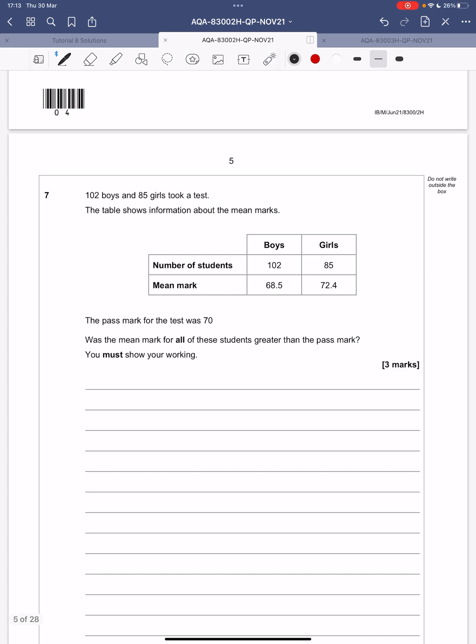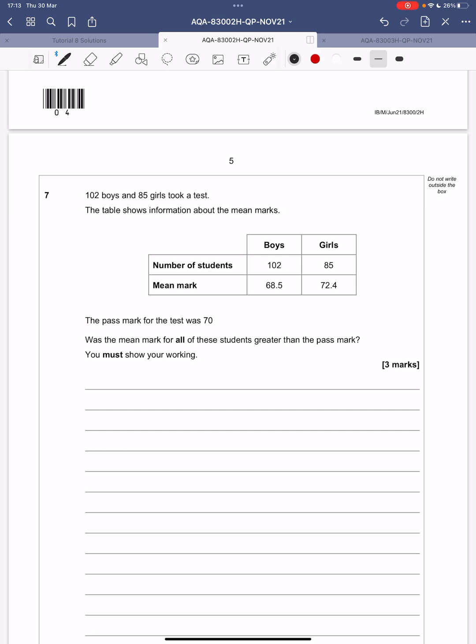Number 7. 102 boys and 85 girls took a test. The table shows information about the mean marks. The pass mark for the test was 70. Was the mean mark for all these students greater than the pass mark? You must show your working.